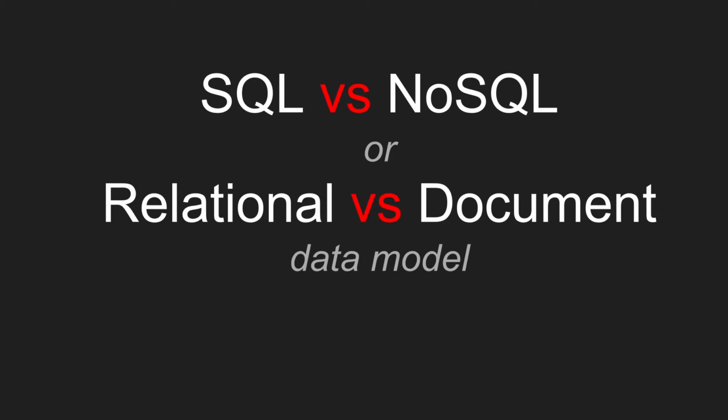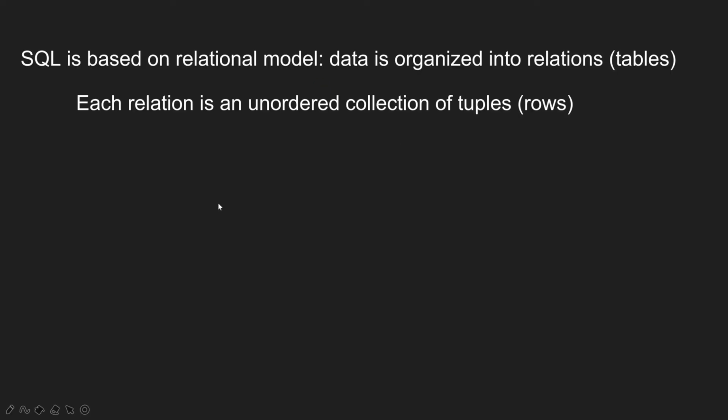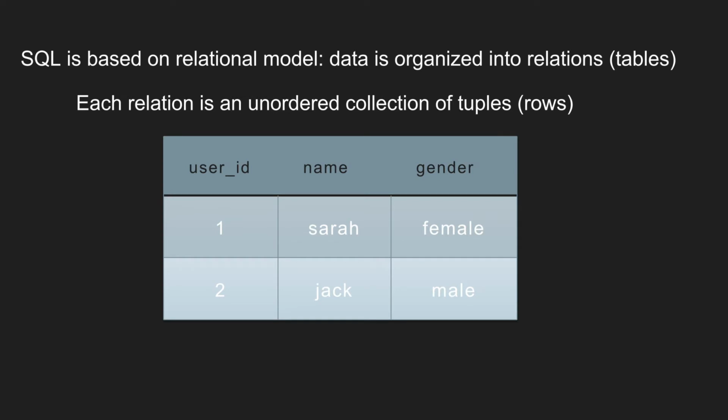Hello, in today's video I'll talk about SQL versus NoSQL, or relational versus document data model. SQL is based on the relational data model. In the relational data model, data is organized into relations, or tables, and each relation is an unordered collection of tuples, or rows. Here is a table. There are two rows, and the two rows are unordered.